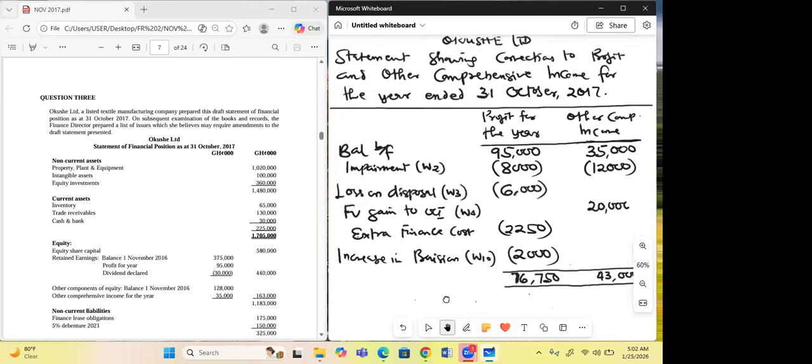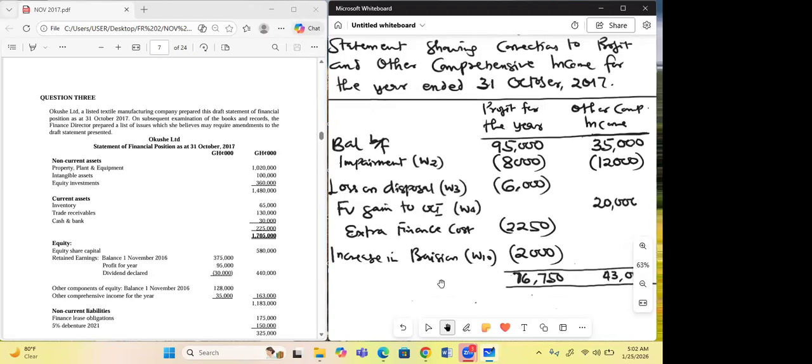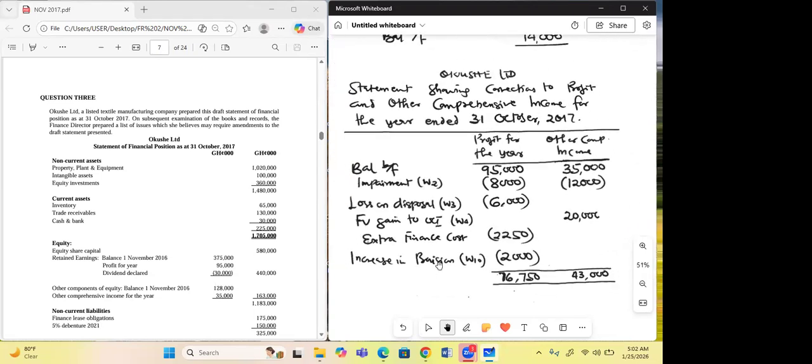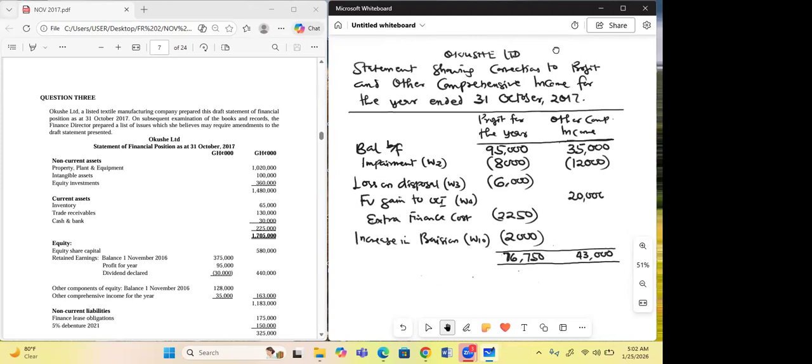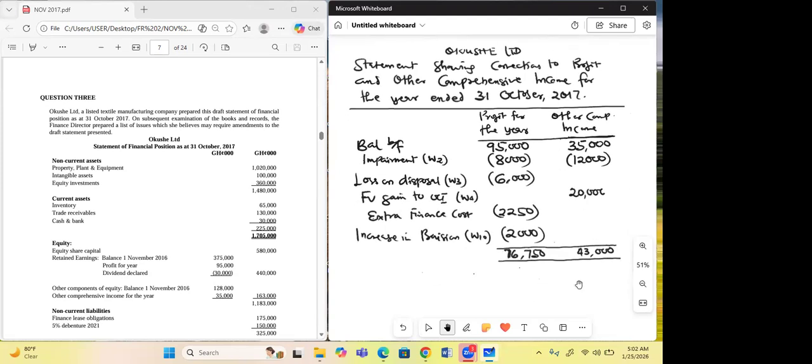My brother, please take this for us so that we can prepare the statement of financial position. Take this for us. Are you okay? Yes, please. Have you taken it? Yes, sir. Then let's go to the statement of financial position.